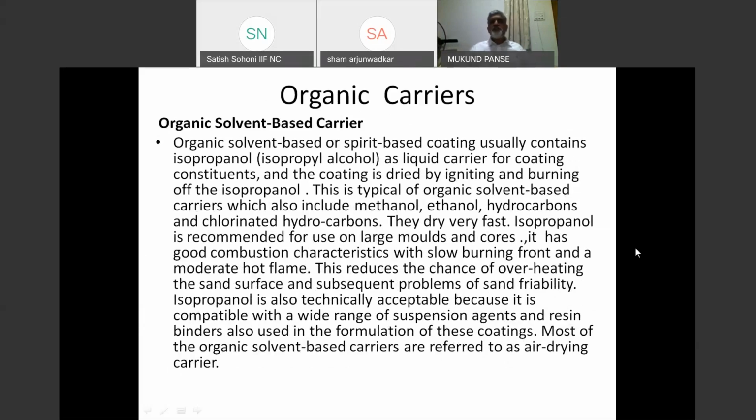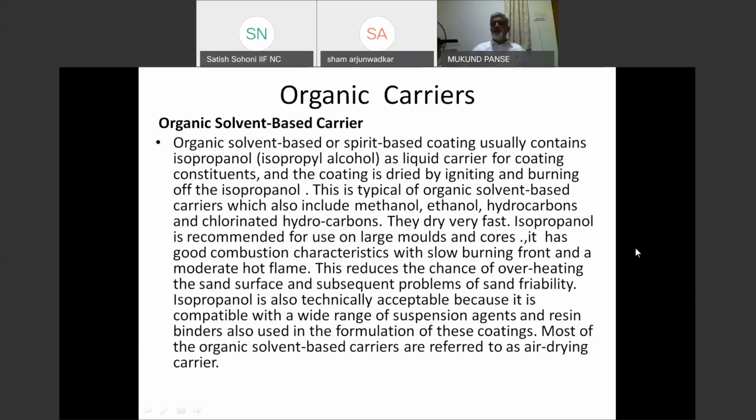Next are organic carriers, mainly isopropanol, that is alcohol base. The coating has to be dried by igniting or heating. The typical organic solvent carriers also include methanol, ethanol, hydrocarbon, chlorinated hydrocarbon, etc. They dry very fast. Isopropanol is recommended for use on large molds and copper. See, the basic requirement when you are using an alcohol-based agent is that it should burn with a slow heat. The heat generated should not be very high, so that the basic sand binders do not burn away.